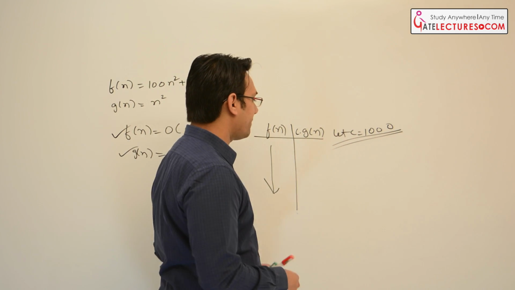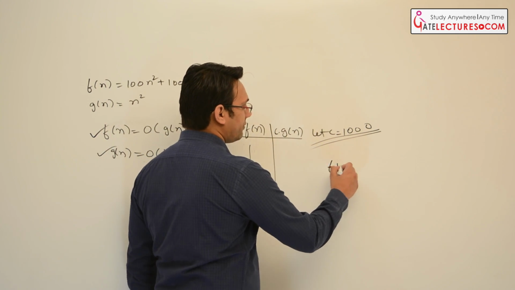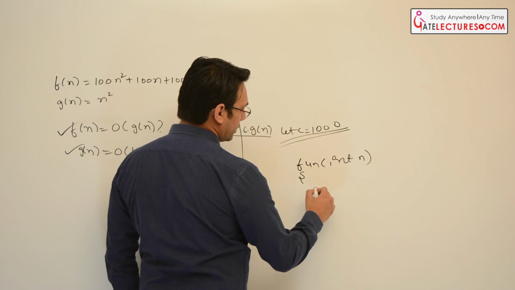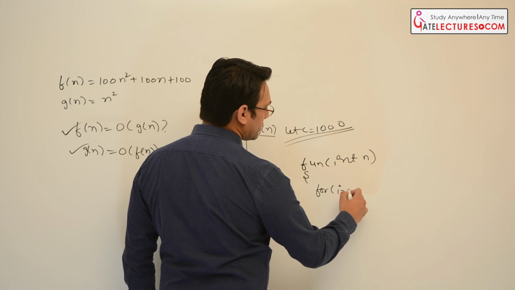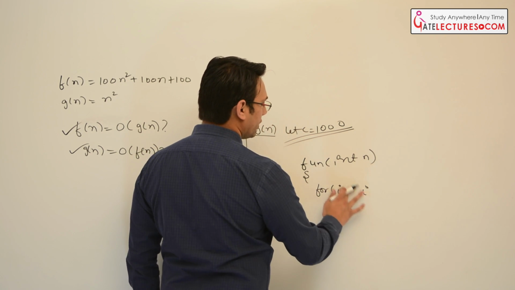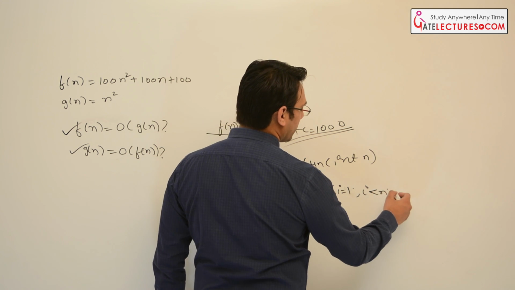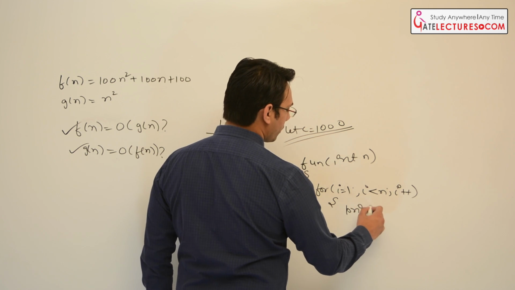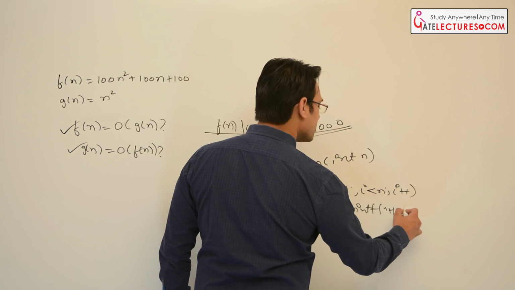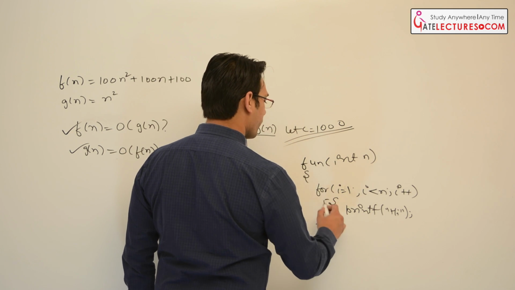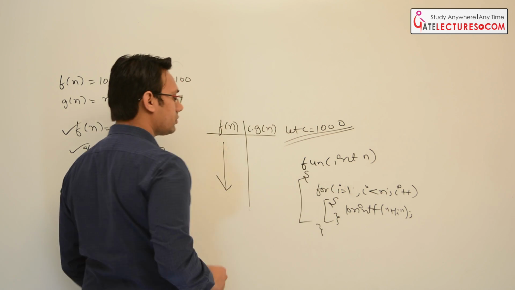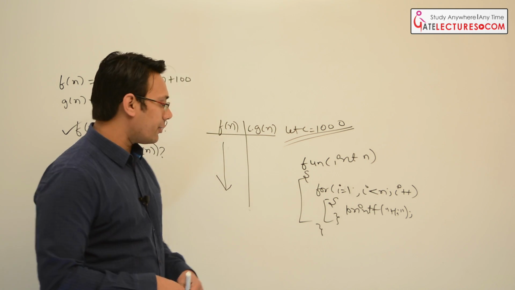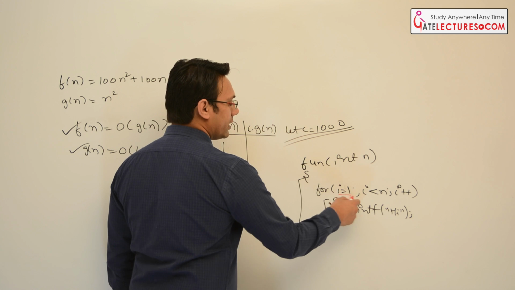Now let us say we have the function fun, which is having int n. Now you can say you have for i is equal to 1, i less than n, i plus plus, printf hi. Let us suppose we have this function. Now you do not know what this value n is. I am just saying how many times this statement will be executed.